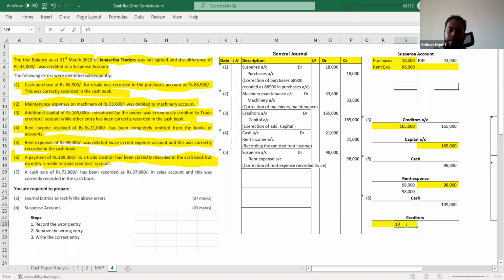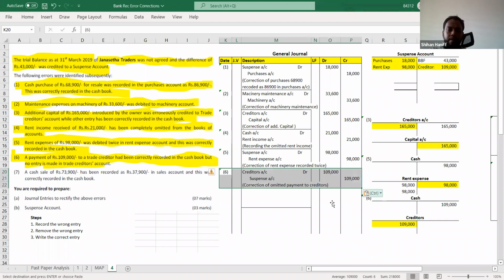109. And suspense account credit. The difference. Creditors account debit, suspense account credit. Correction of omitted payment to creditors.